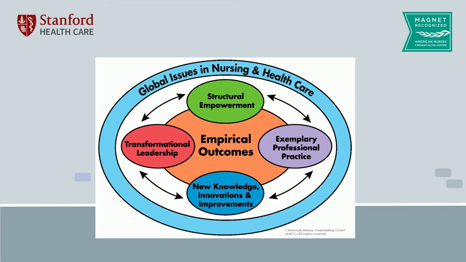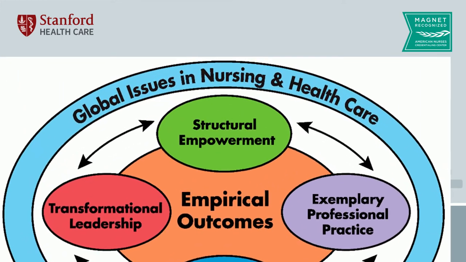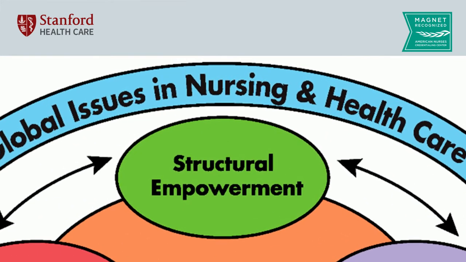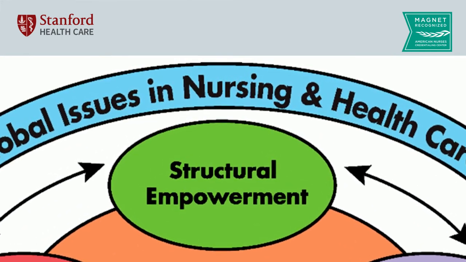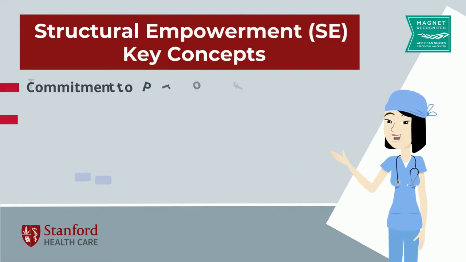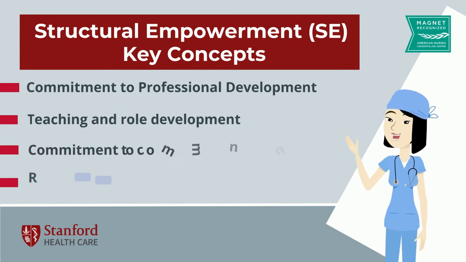Structural empowerment. Strong structures and processes are in place to influence professional development, partnerships, community support, and recognition. Nurses share in decision-making, establishing standards of care, and focusing on improving care. Structural empowerment key concepts: commitment to professional development, teaching and role development, commitment to community involvement, and recognition of nursing.